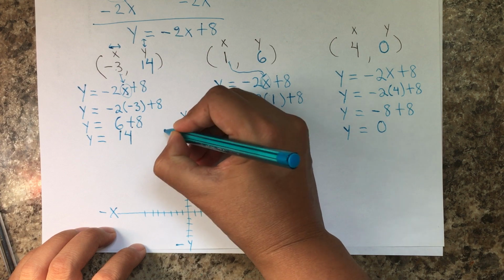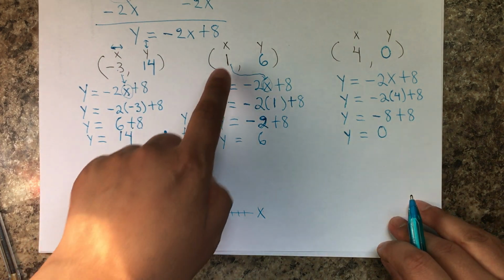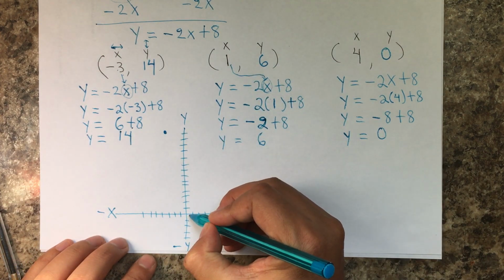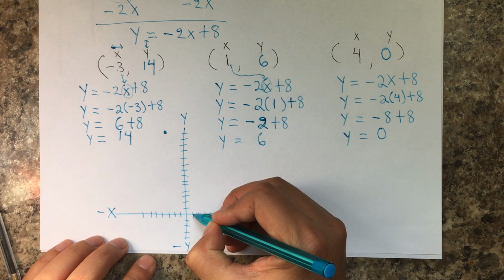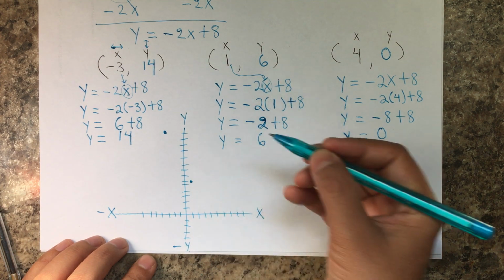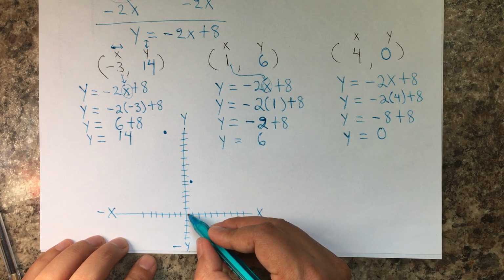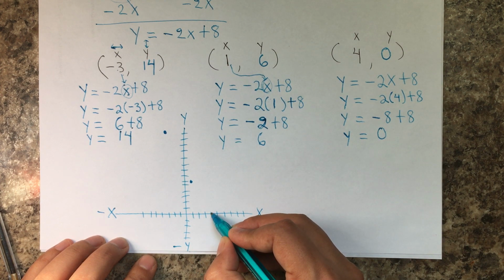Something like that. Okay, yours is going to be better because you're going to be using graphing paper in the future. 1, 6. So 1, it's positive, so to the right. 6, 1, 2, 3, 4, 5, 6, up. And then you have 4, 0. So 4 on x, 1, 2, 3, 4, and 0.